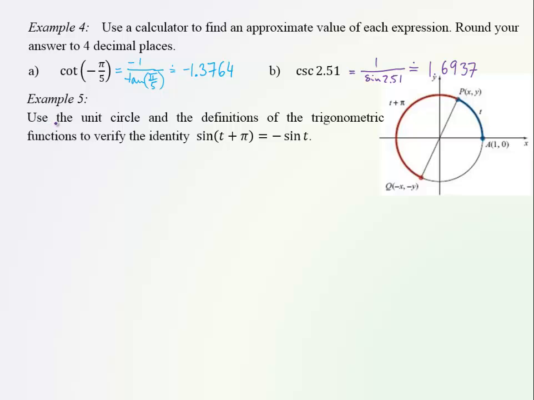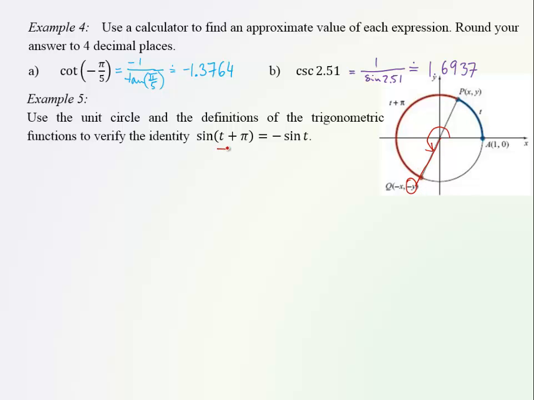The next question asks us to use the unit circle and the definitions of trigonometric functions to verify this identity, that sine of t plus pi is the same as negative sine of t. So what we really need to do is to analyze this diagram and justify this for ourselves, that sine of t plus pi, if this is t plus pi, that's the terminal of angle t plus pi. So sine defined by that point is the y coordinate of this point.